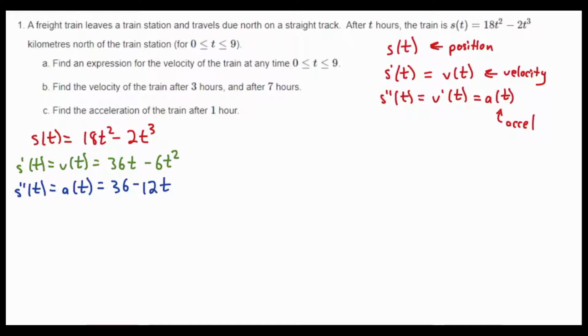And once again, our quick sanity check. Does the degree of our function change appropriately? Yes, it was cubic, and then it was quadratic, and then it was linear. Looks pretty good. Let's try to answer our actual questions. So question A says, find an expression for the velocity of the train at any time where t is between 0 and 9. And I found my velocity equation already. So velocity as a function of time is equal to 36t minus 6t squared.